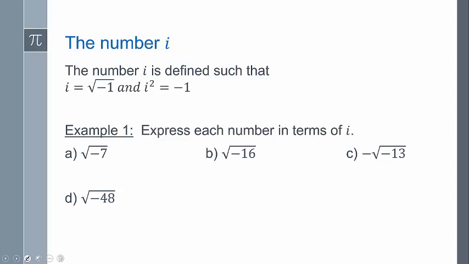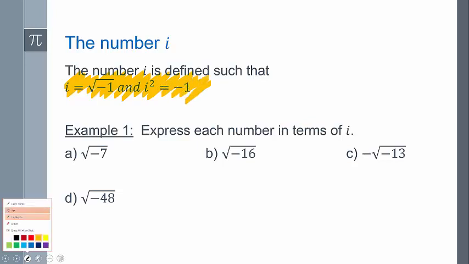And so two definitions that you should know. I know, I did a bad thing, but I'm going to say it right here. You guys need to know this. This is a good flashcard piece. i equals the square root of negative 1, and i squared equals negative 1. Now, when we simplify these, we always are going to break out the negative part.